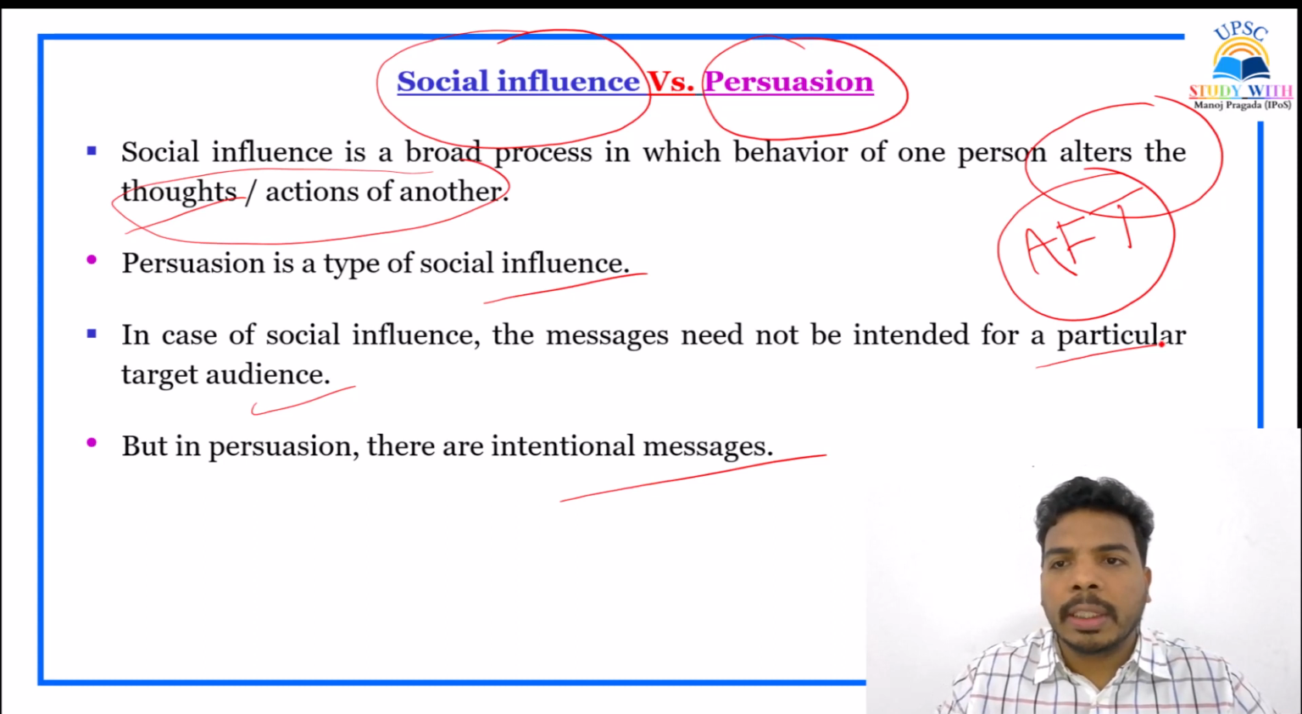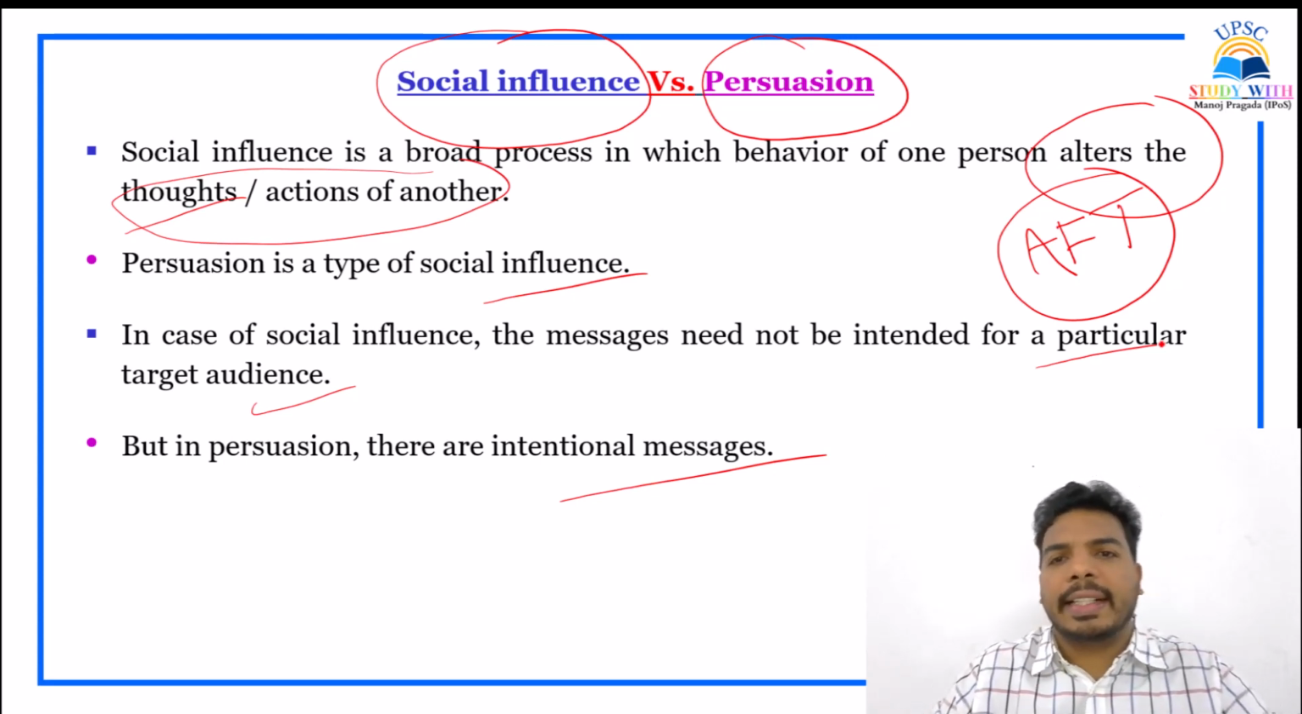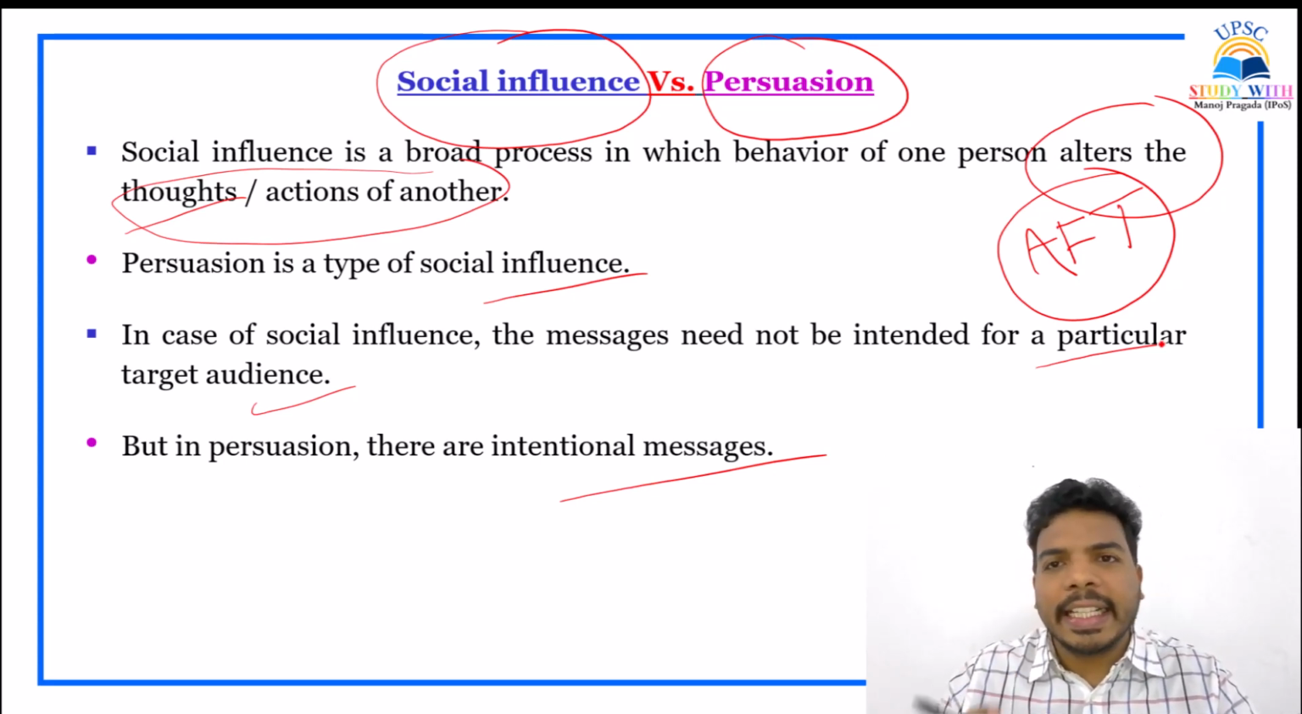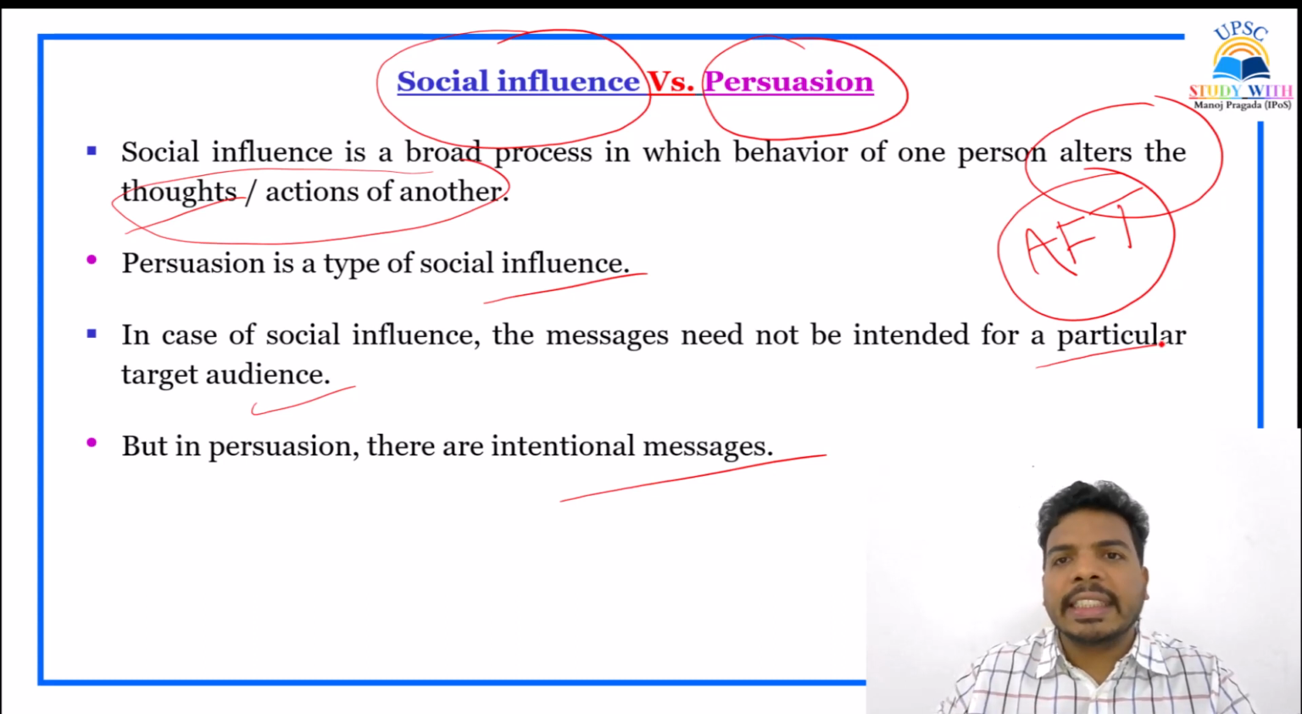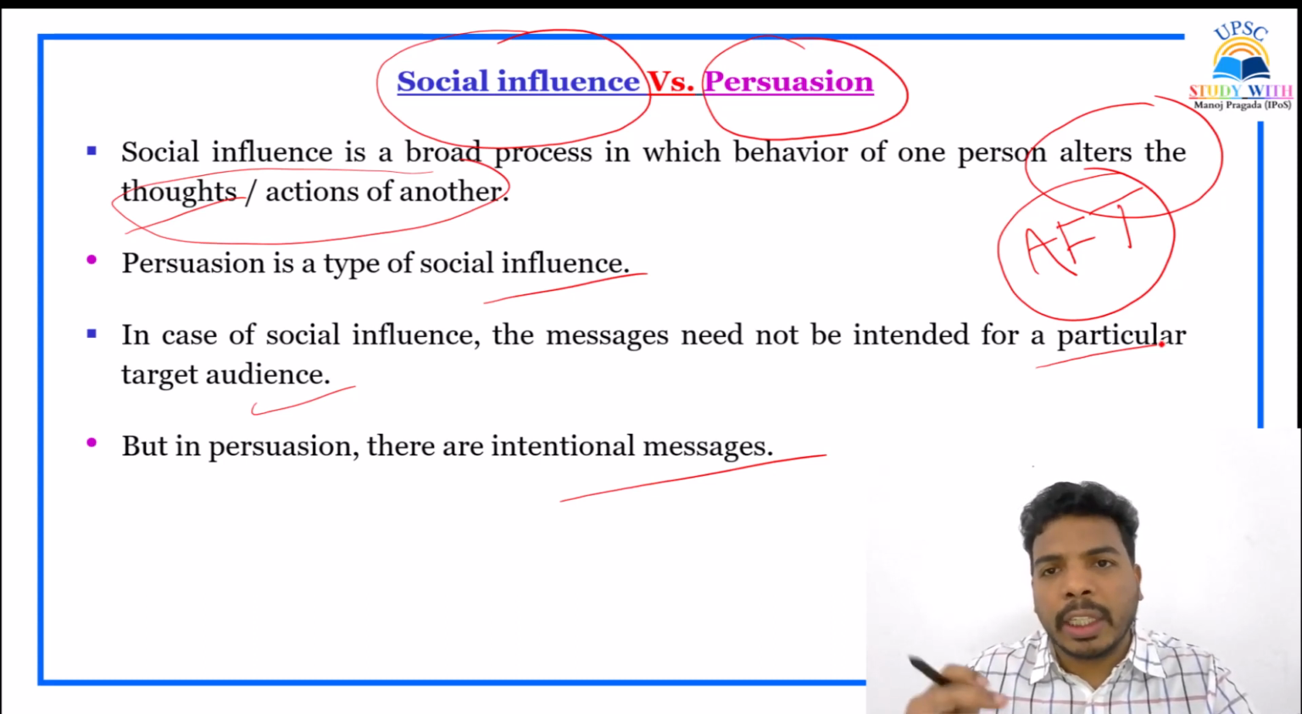Though social influence and persuasion both help an individual to develop a certain attitude, both are different, because social influence is a broad message. It need not be intended for a particular target audience. You are not targeting anyone. It is a broad message, a broad advertisement, a broad campaign for all. So why are you advertising, why are you promoting and why are you branding? There are so many brands which are endorsed by popular celebrities. Why?